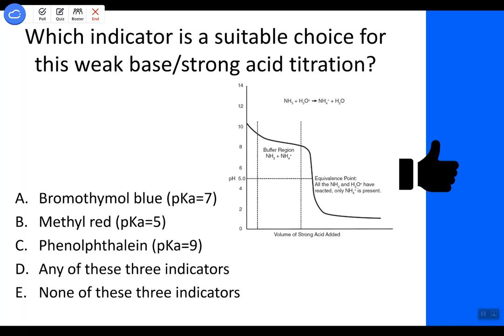Okay, and we are going to go ahead and vote. Who votes for A, the bromophenol blue? Who votes for B, methyl red? C, phenolphthalein? D, any of the three? And E, none. Okay, well done. Methyl red is the correct answer.